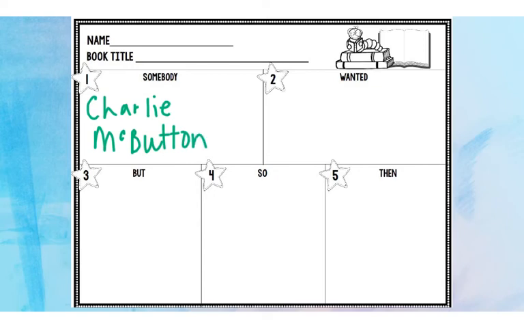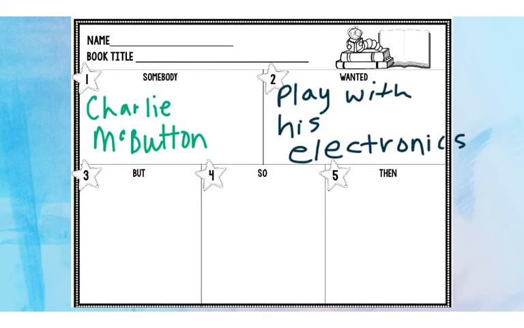What did Charlie McButton want? That's right, he wanted to play with his electronics. But then what was the problem? That's right, the problem was the electricity went out. So we have Charlie McButton wanted to play with his electronics, but he didn't have any power.